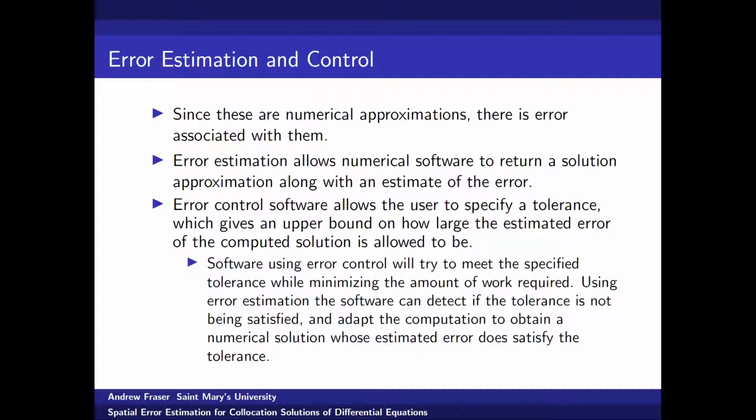So since these are numerical approximations, there is error associated with them. And error estimation allows numerical software to return a solution approximation along with an estimate of the error. One step above that we have error control. And error control software allows the user to specify tolerance, which gives an upper bound on how large the estimated error of the computed solution is allowed to be. Software using error control will try to meet the specified tolerance while minimizing the amount of work required. Using error estimation, the software can detect if the tolerance is not being satisfied and adapt the computation to obtain a numerical solution whose estimated error does satisfy the tolerance.